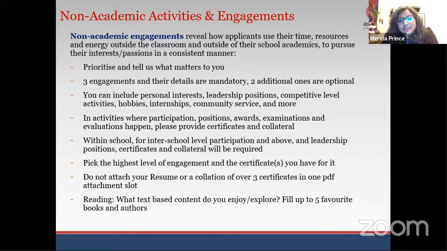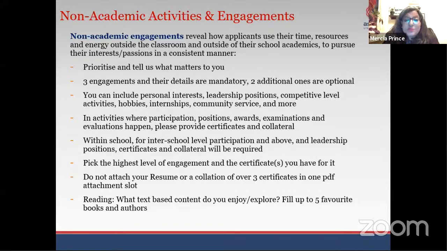You can include personal interests. Maybe you like to bake, or you like to read, or you're somebody who likes to cycle. It could be any of these very personal things that you do on your own, or it could be leadership positions or activities that you are part of at competitive levels, maybe sports or dance or drama, or hobbies, or some very interesting internships that you've done, which have really taught you a lot, something that you have really enjoyed, maybe online courses. Whatever it is that you have participated in.